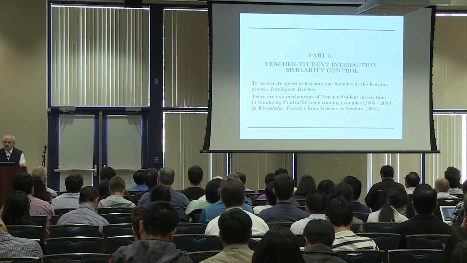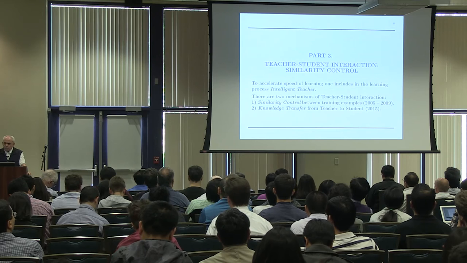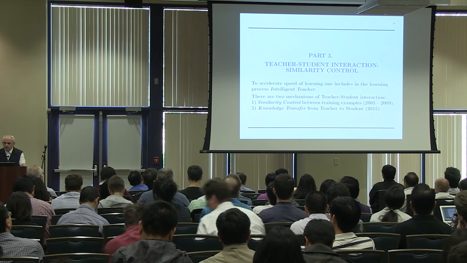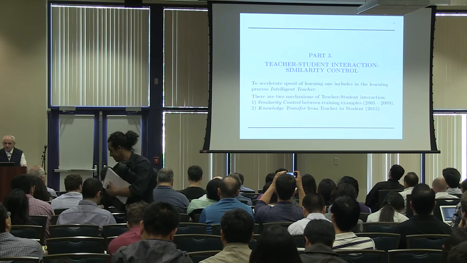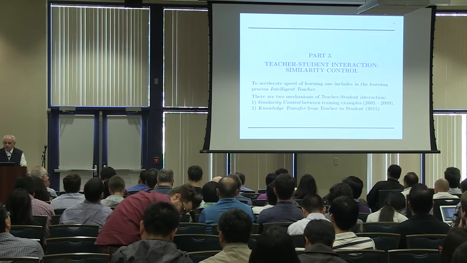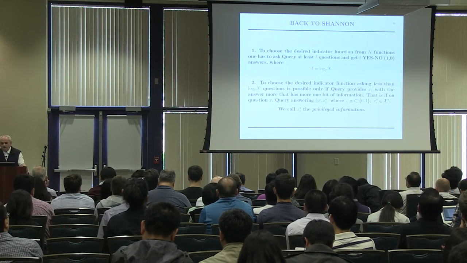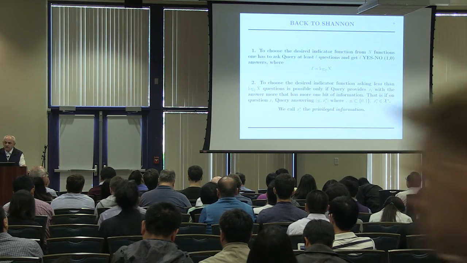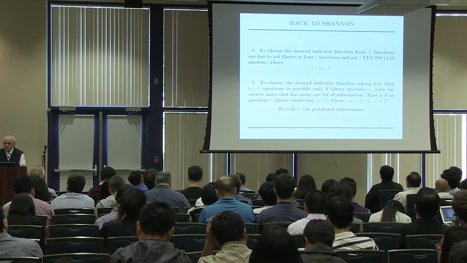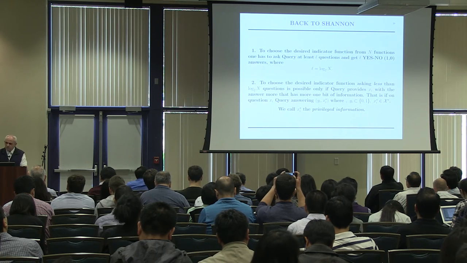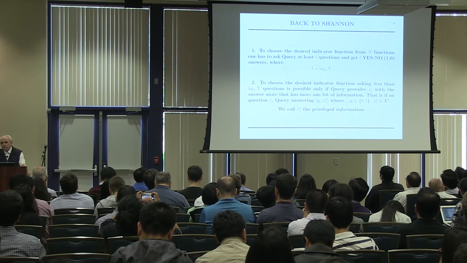Now I would like to talk about student-teacher interaction. I will consider two types of interaction. The first type is when the teacher can control the similarity between examples which he shows to the student, and the second is knowledge transfer from teacher to student. So let me come back to the Shannon case. To choose the desired indicator function from n functions, I must ask log n questions. But I would like to ask fewer questions. That means the teacher should give me more than 1 bit of information.